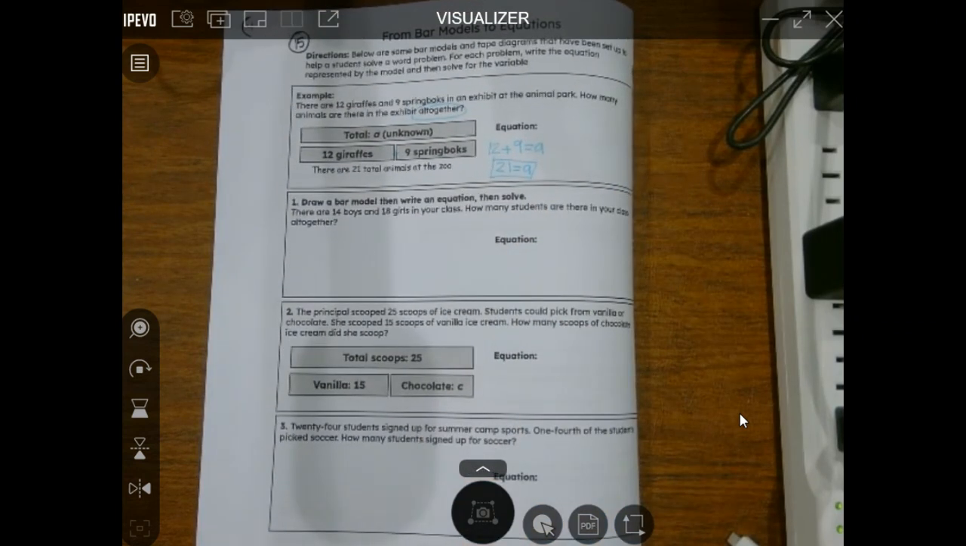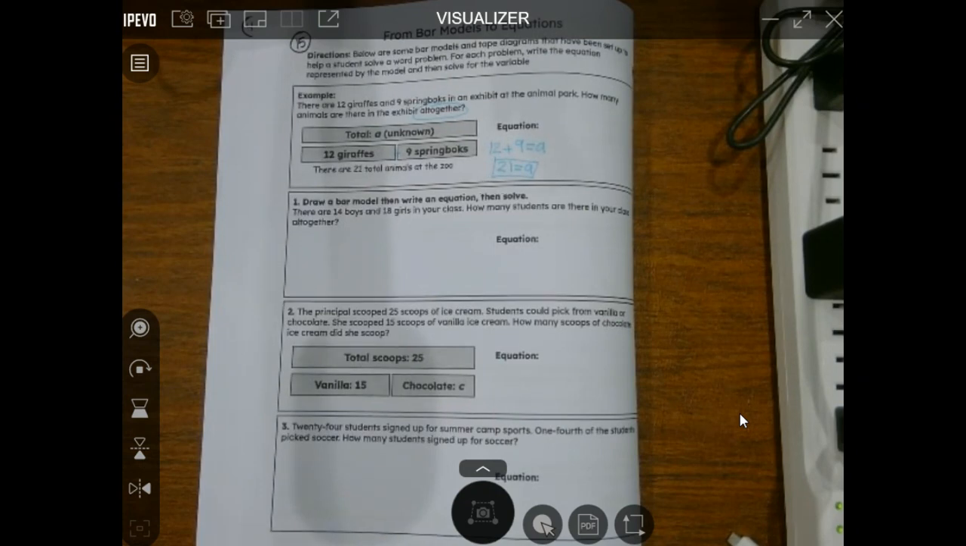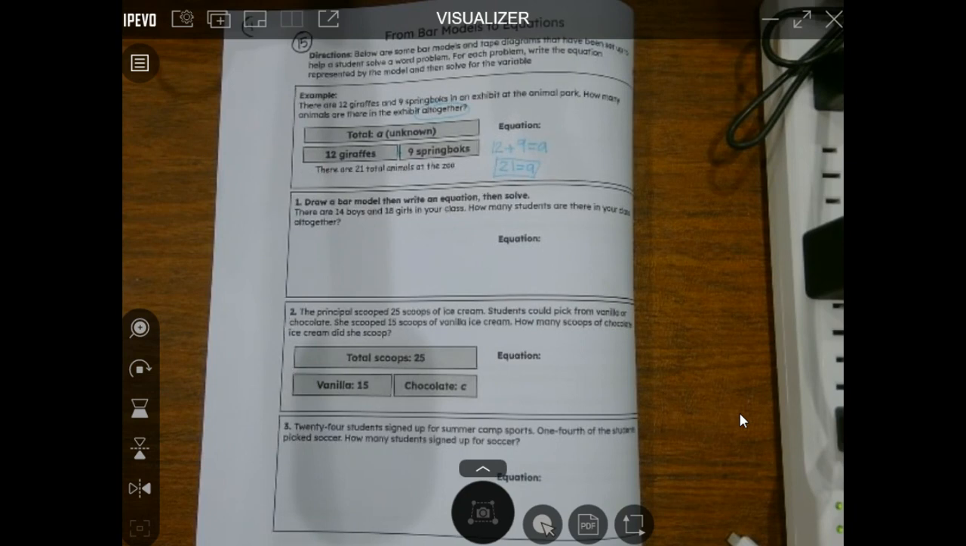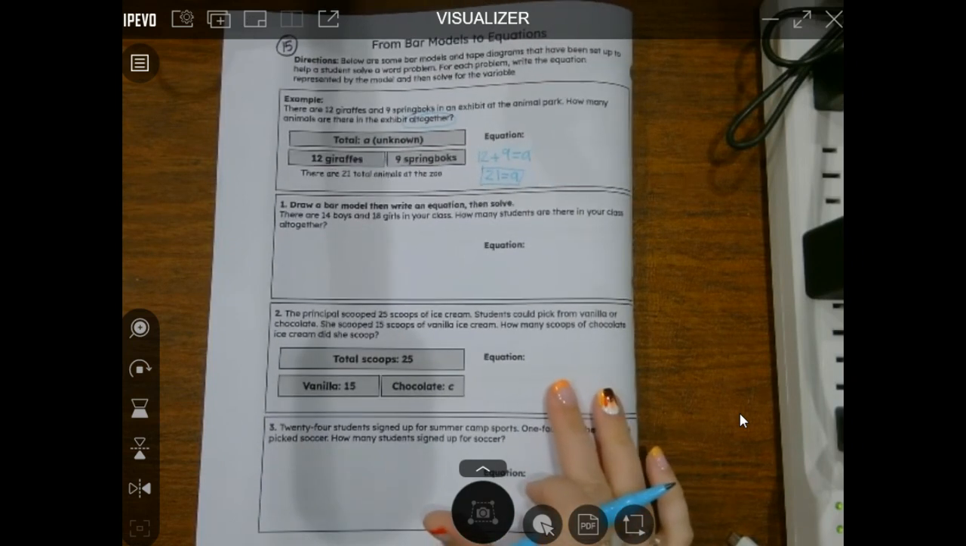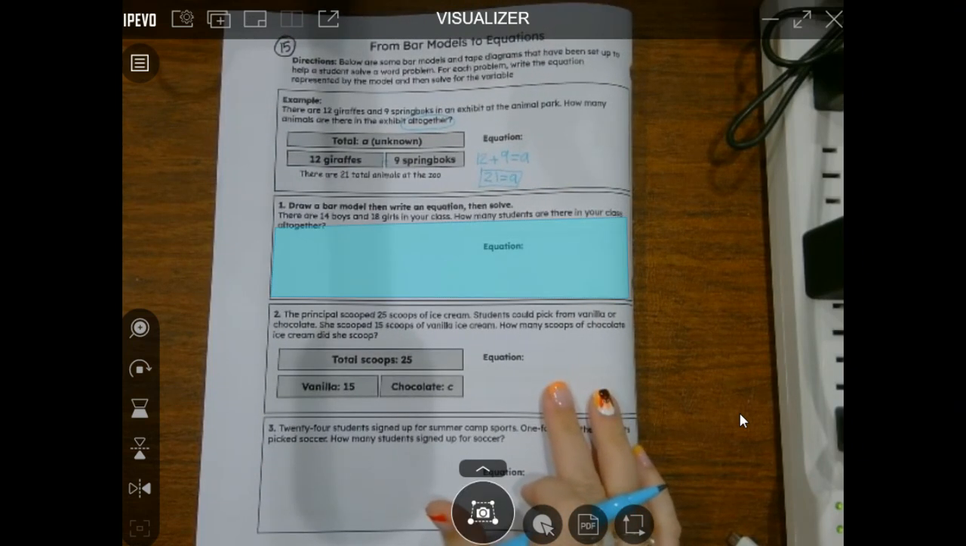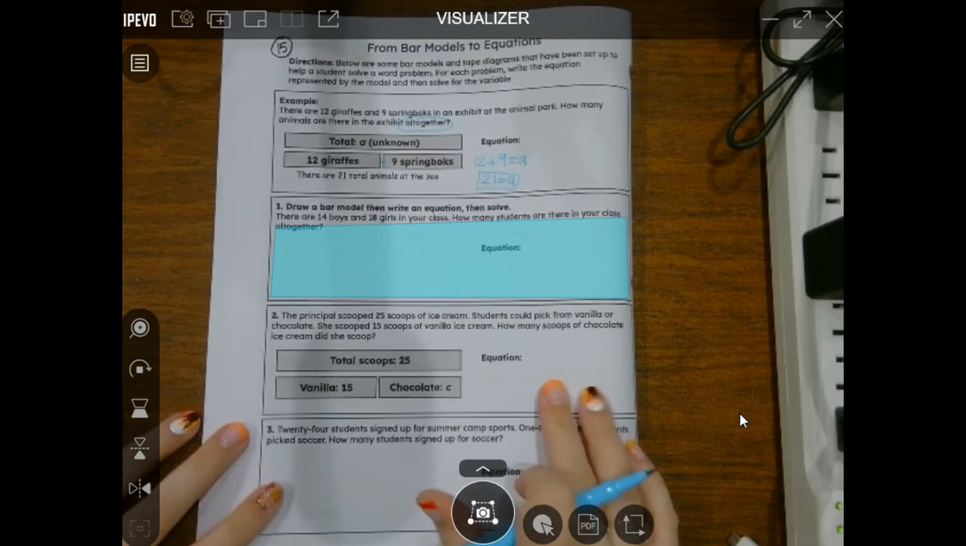Okay, next one. They actually want me to draw the bar graph myself. So let's try and figure out what type of problem this is. It says draw a bar model and then write an equation and then solve it. There are 14 boys and 18 girls in your class. How many students are there in your class altogether? What type of problem is that? Yeah, it's another totaling problem.